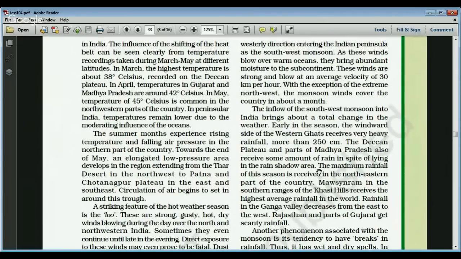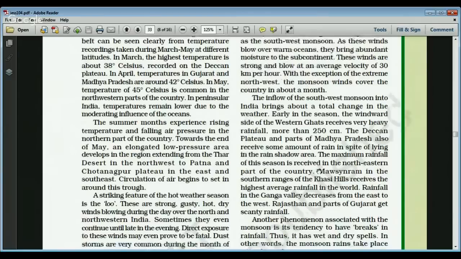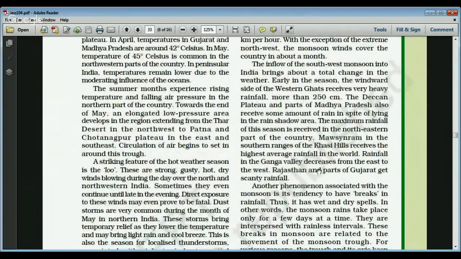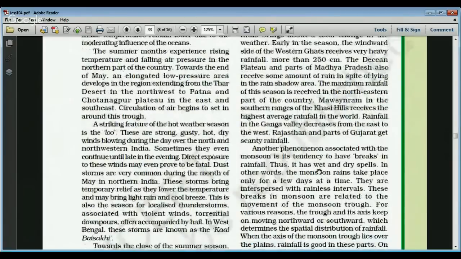In various parts of the country, it may reach up to 50 degrees Celsius also. But in peninsular India, temperature remains lower because of the moderating influence of the oceans. I've told you many times in this video itself. The summer months experience rising temperature and falling air pressure in the northern part of the country. And towards the end of May, an elongated low pressure area develops in the region, extending from the Thar Desert in the northwest to Patna and Chotanagpur Plateau in the east.